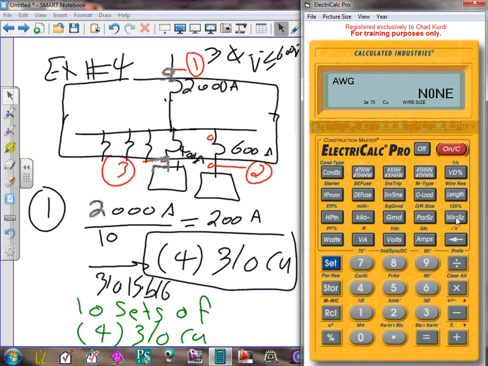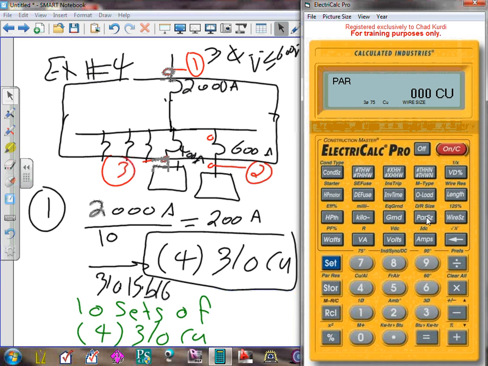That's when you're going to ask yourself, I want to parallel. How many sets do you want to parallel? Let's just do the example. I want to parallel 10. So hit 10. Okay, cool. After you get the none, no wire, you hit where it says parallel size, and what do you get? 3/0.